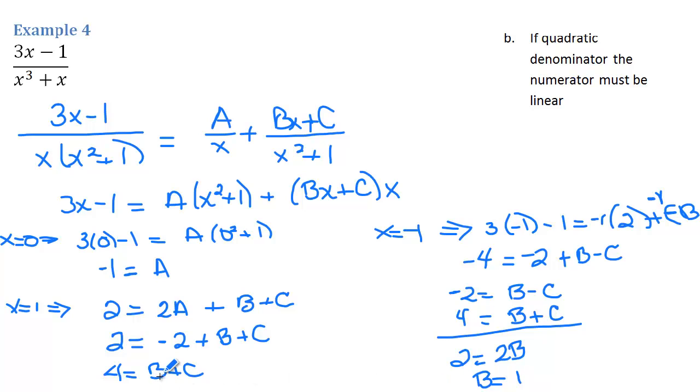And once we know that b is 1, what 1 plus what equals 4? C equals 3. So our partial fraction becomes a, which we said was negative 1, over x, plus b, which is 1, times x, plus c, which is 3, all over x squared plus 1.